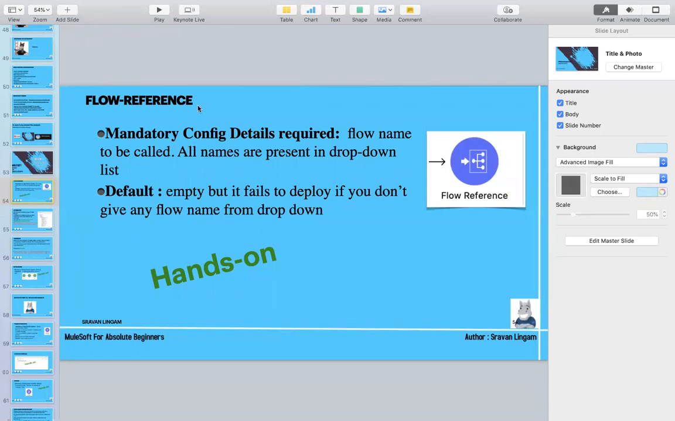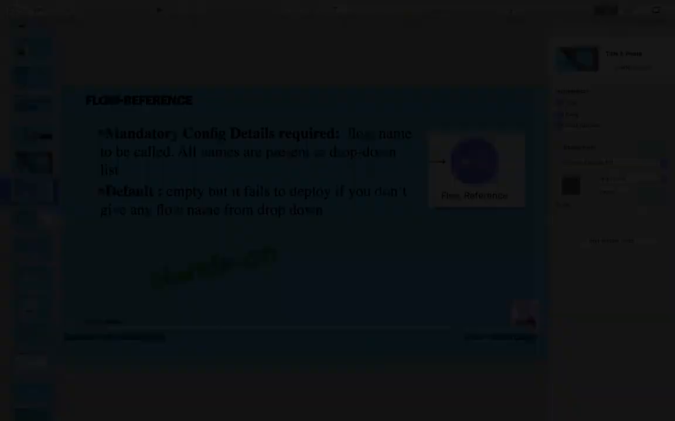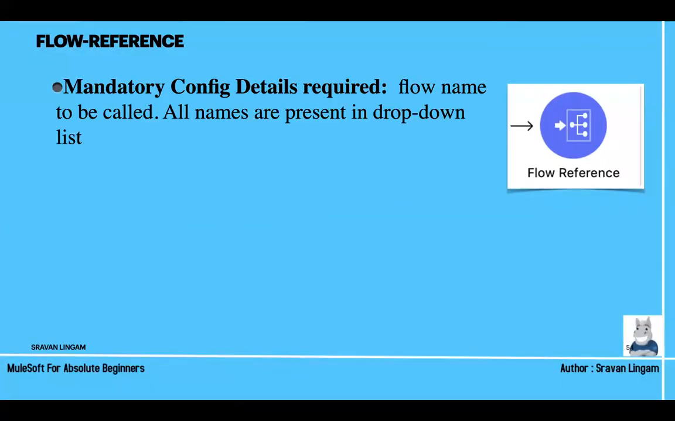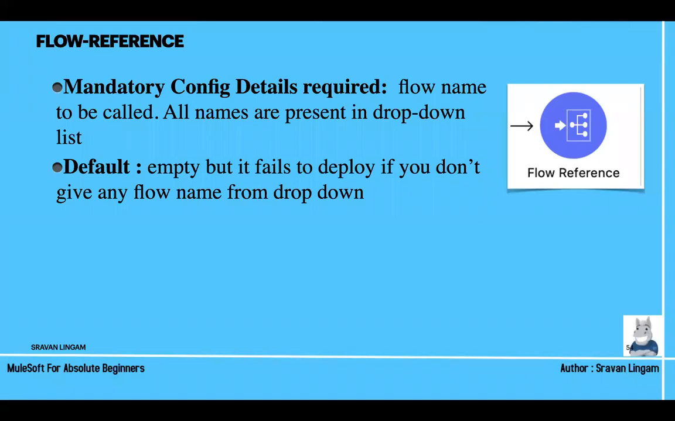The mandatory configuration detail required is the flow name to be called. All names are present in the drop-down list. We'll see in the hands-on. By default it is empty, but if you forget to give any flow name and start deploying, it will fail. Make sure that you mention some flow which you want to refer to. All right, so let's see a small hands-on.